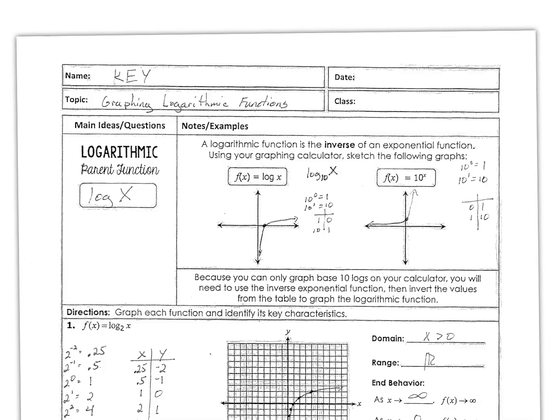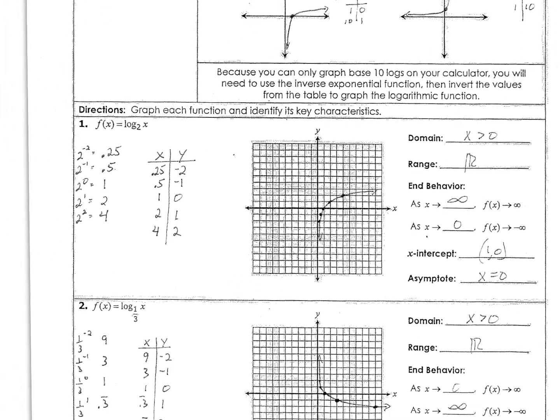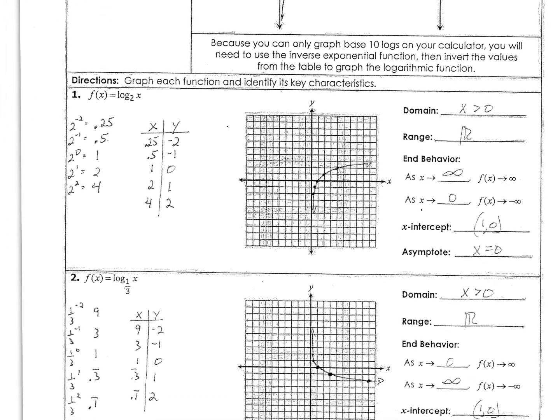Now let's take a look at some examples, okay? Looking at this very first one, we have log base 2 of x. So the first thing I'm going to consider is just the exponential function. So if I take that 2 and I do 2 to the -2 power, I get 0.25. 2 to the -1 is 0.5. 2 to the 0 is 1. 2 to the 1 power is 2. And 2 squared is 4.